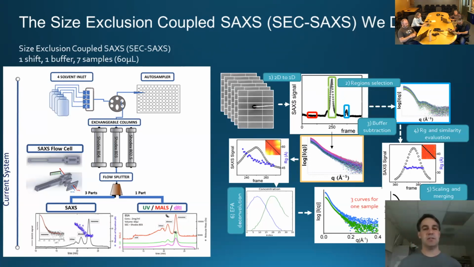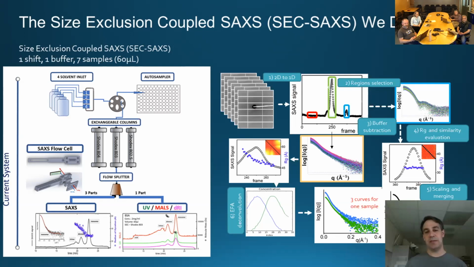And what happens is you give the plate in, your samples go into a plate. They get injected onto a size exclusion column. The flow through gets ported right in front of the X-ray beam, and small angle X-ray scattering is collected. And then you also get UV, MALS, and refractive index there as well. So there's mass and things like that.